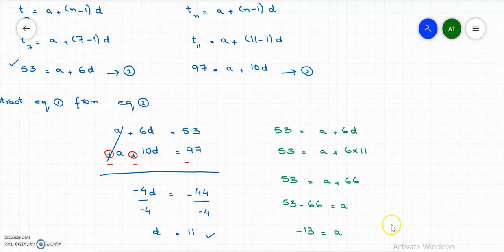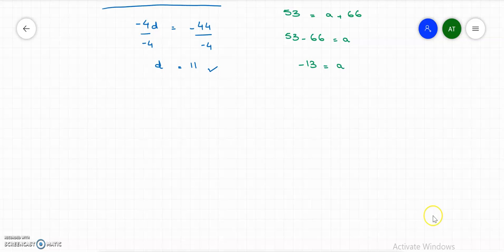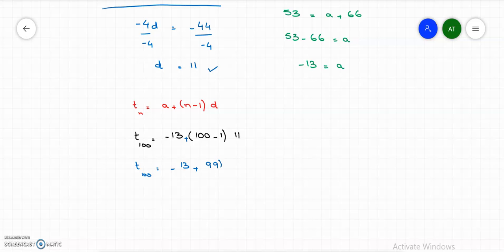Now the question is we need to find the 100th term. Let me write down the formula again. The formula is Tn equals a plus n minus 1 into d, right? So we need to find T100, where n equals 100. That equals a, which is negative 13, plus n, which is 100, minus 1, times the d value, which is 11. So just simplify and get the 100th term. So T100 would be equal to negative 13. Sorry, it's a positive sign over here. Plus 100 minus 1, that would be 99, into 11.